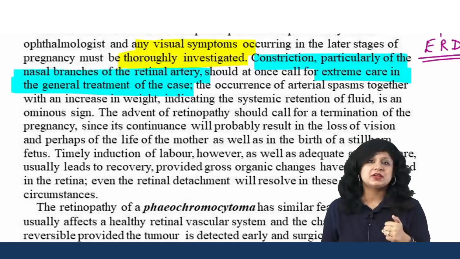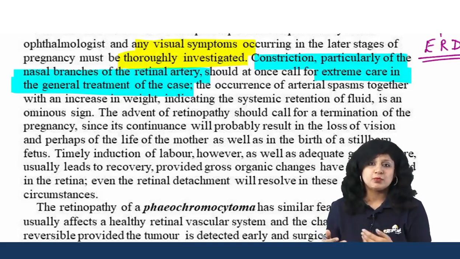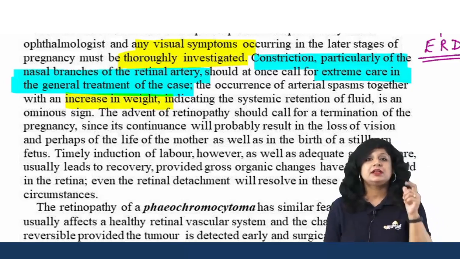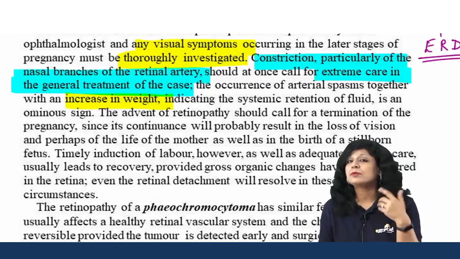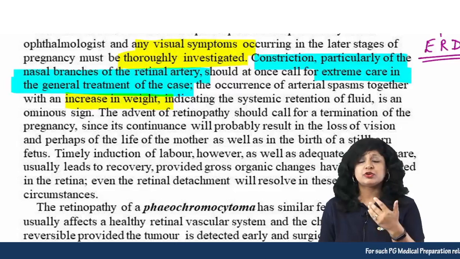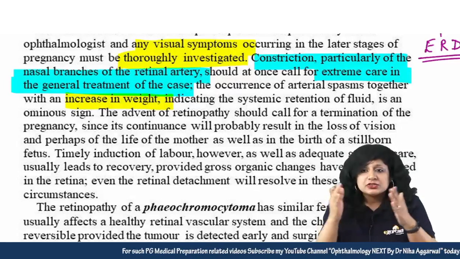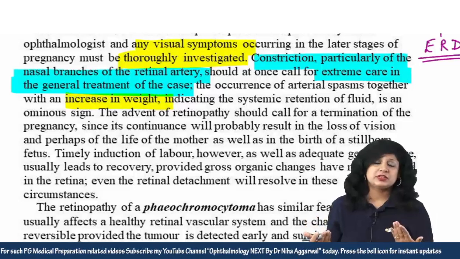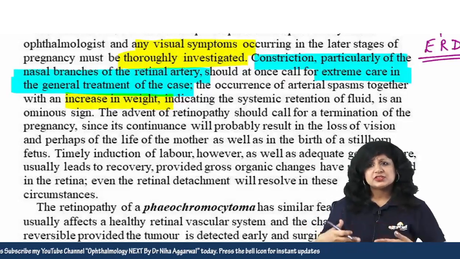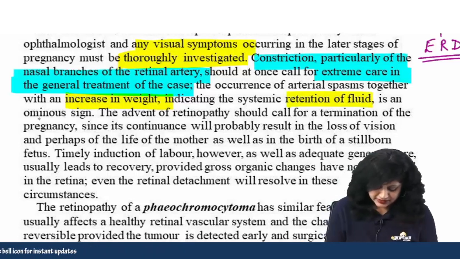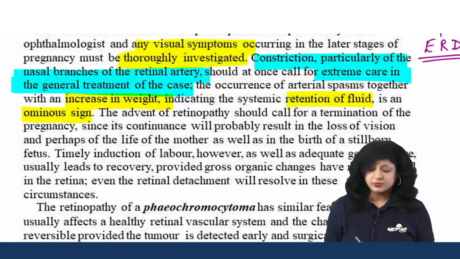Why increase in weight? Because that means more and more edema. Sometimes you are not able to find that this is edema, because generally the patient has also gained weight during pregnancy. But you can find out when there is a gross increase in weight and a retention of fluid. That is a very, very ominous sign.